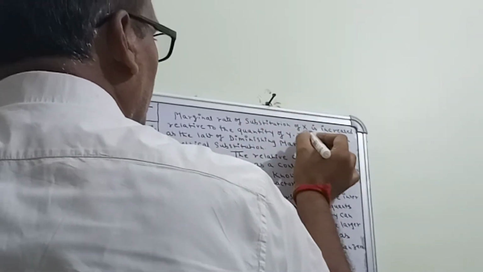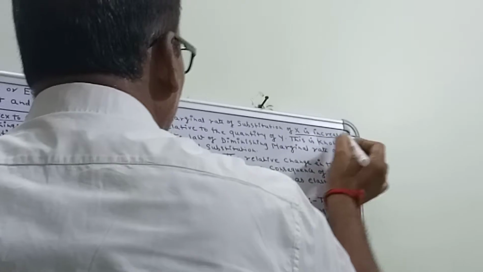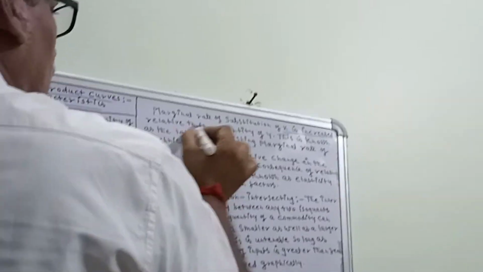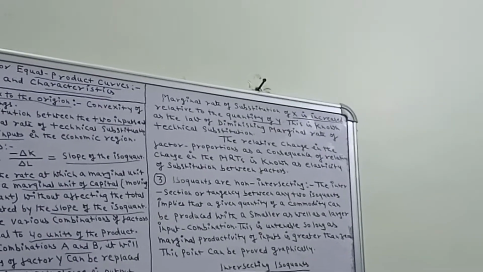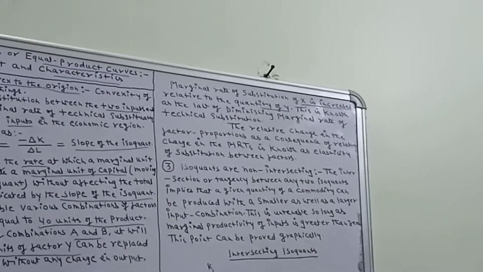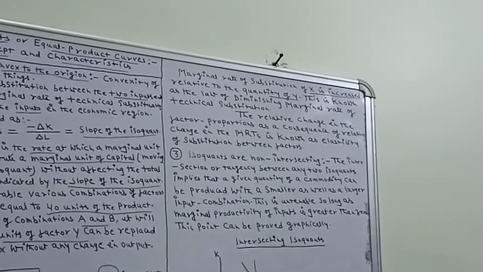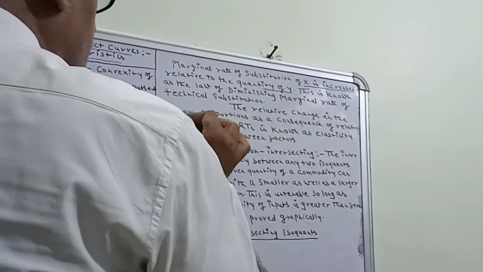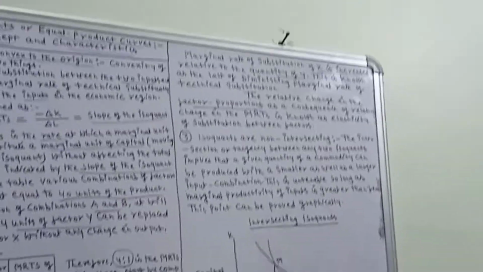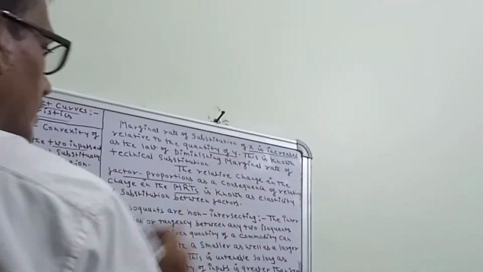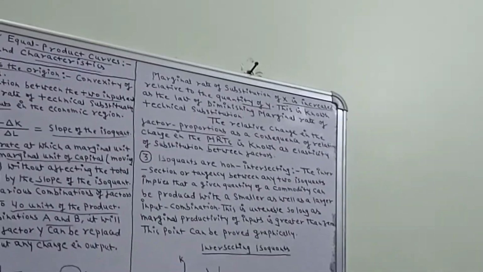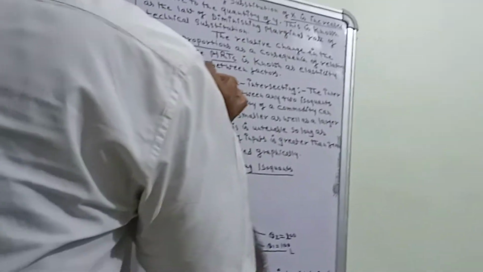Now, as the marginal rate of substitution of X is increased relative to the quantity of Y, this is known as the law of diminishing marginal rate of technical substitution. Now, another concept is the relative change in the factor proportion. As a consequence of relative change, the change in the MRTS is known as elasticity of substitution between factors.